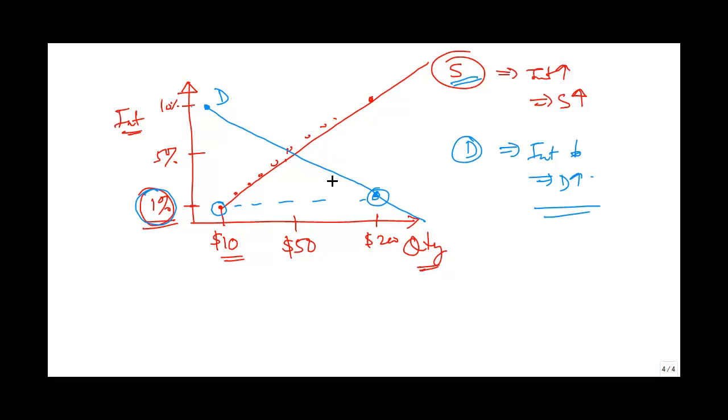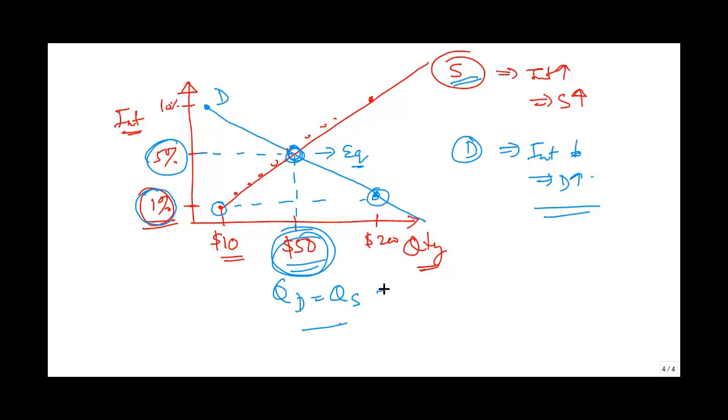So this is your supply and demand, and this is what we call the equilibrium point, where the demand and supply meet. The equilibrium rate here is 5% and the quantity demanded is equal to the quantity supplied, which is $50. So this is called the equilibrium interest rate, and this is the equilibrium quantity.